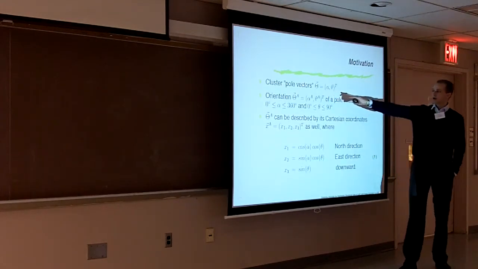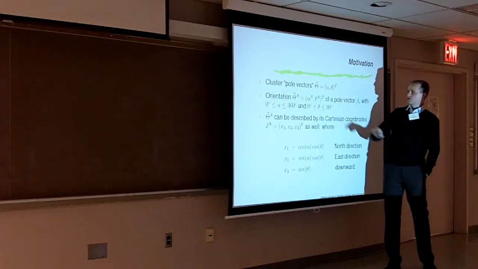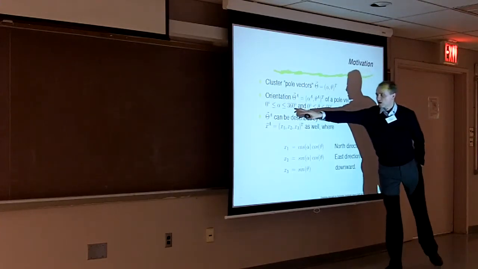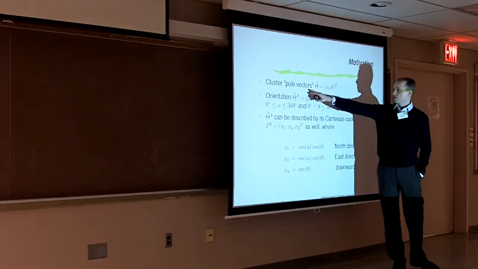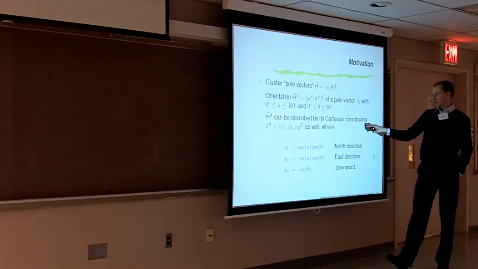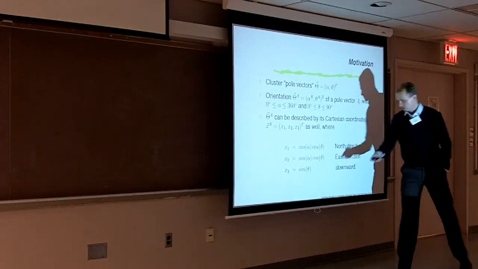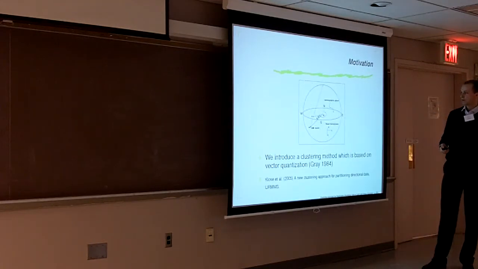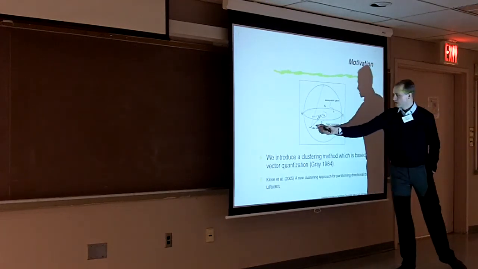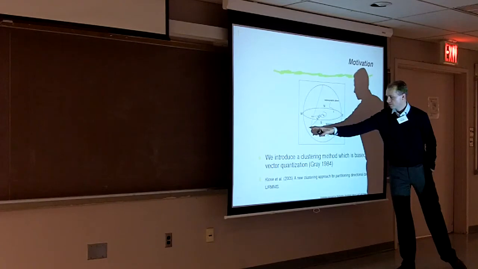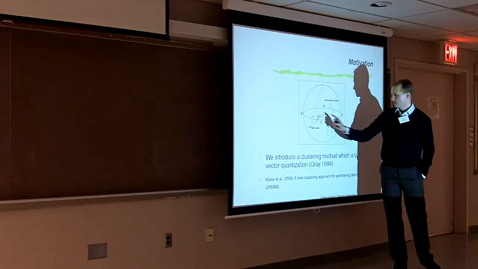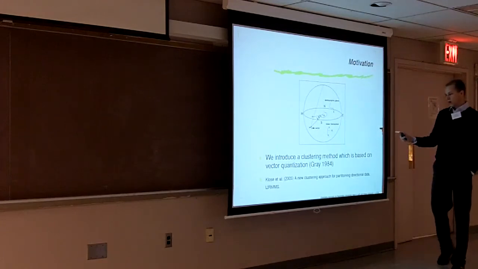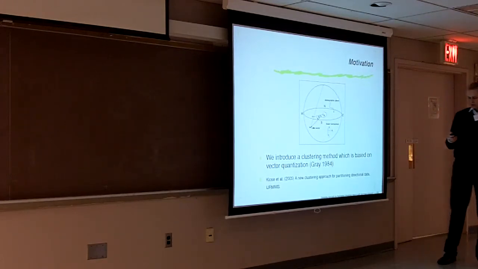Here again, a little bit to the definition. We define a pole vector based on two angles, and these angles are these intervals. We can also present each pole vector in Cartesian coordinates, very simplistic. Here again, we have the data point on the unit sphere in the Cartesian coordinates, and we have here the two angles. So our algorithm is based on vector quantization.